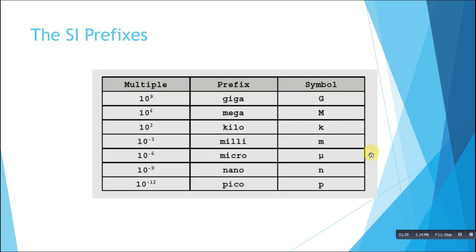Now we will talk about the SI prefixes, that for larger quantities and smaller quantities we mention them in terms of standard form. So these are certain prefixes: giga means 10 raised to the power 9, mega means 10 raised to the power 6, kilo means 10 raised to the power 3. Similarly milli, micro, nano and pico, and these are their symbols.